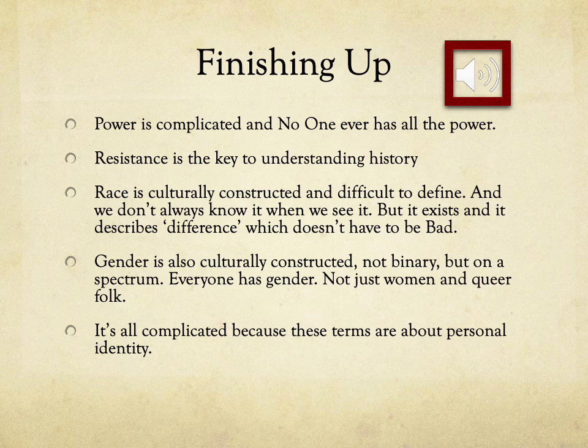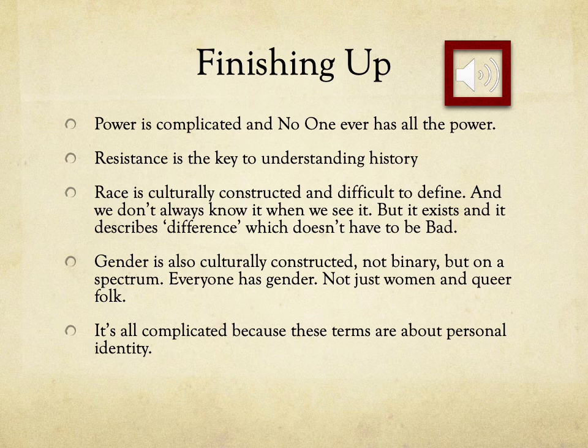Everyone has gender. It's super helpful to think about races on a spectrum too, rather than racial boxes. Most of us are more than one thing, or lots of us are. But anyway, the spectrum's there. Everything's a spectrum, and that's cool too. So everybody has a gender, not just women or queer people. And it's all complicated because these terms are about personal identity. They're also about regional and national politics. For some people, they're about hate.